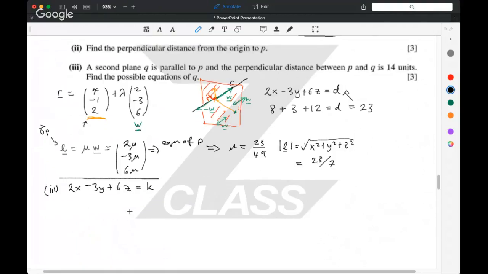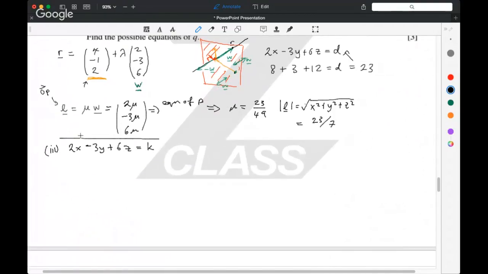Now I'm going to talk about a point on this plane Q. And I'm going to say if I want to get to that point, I need to first go to a point P on the plane P, and then go 14 units up or down along the vector that stretches between them, or let's say W hat.